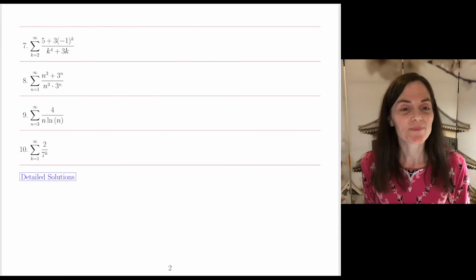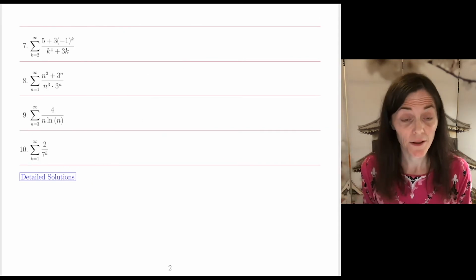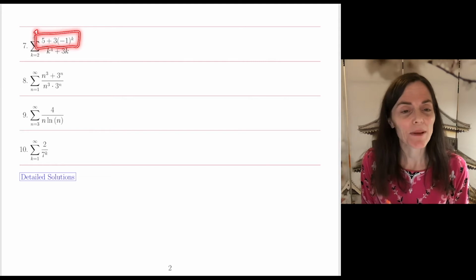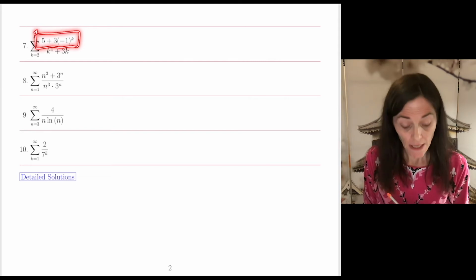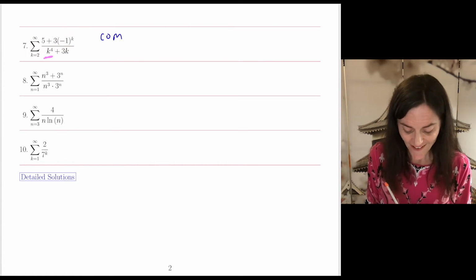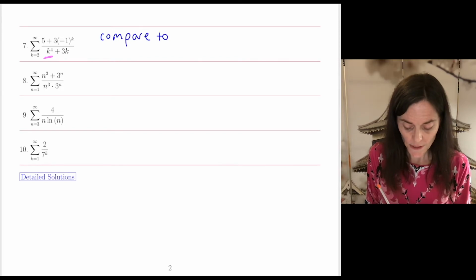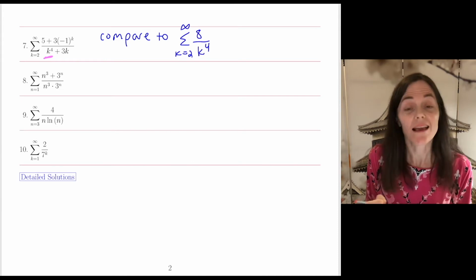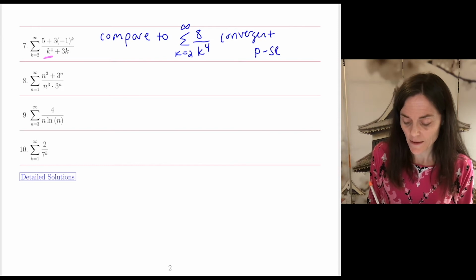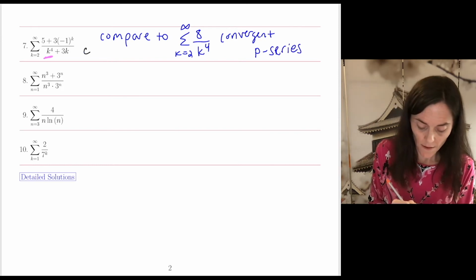Number 7, well, this is not alternating. The numerator is either 2 or 8, depending on if k is even or odd. And in the denominator, I have a k to the 4th. So I am going to compare to the sum, k equals 2 to infinity of 8 over k to the 4th. This is a convergent p-series. And I will be able to use normal comparison here, comparison test. Maybe I'll write that.